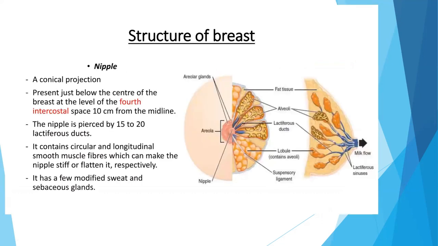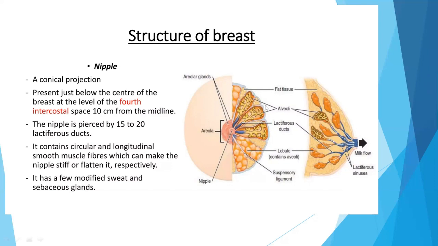Now, talking about the nipple, which is a conical projection, present just below the center of the breast at the level of the fourth intercostal space, 10 centimeters from the midline. The nipple is pierced by 15 to 20 lactiferous ducts, and it contains circular and longitudinal smooth muscle fibers, which can make the nipple stiff or flattened, respectively. It has a few modified sweat and sebaceous glands.